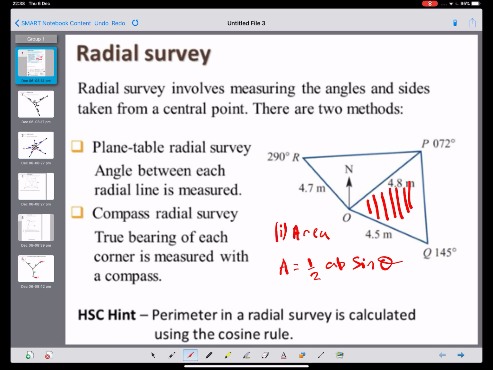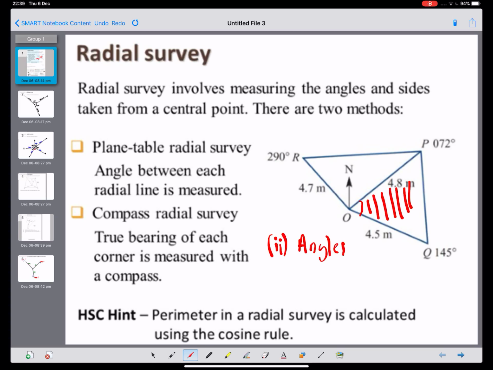Okay, the second thing that we're asked to find are angles. And we use our bearing facts to calculate angles. So for instance, if we subtract bearings, we get the angle in the middle.